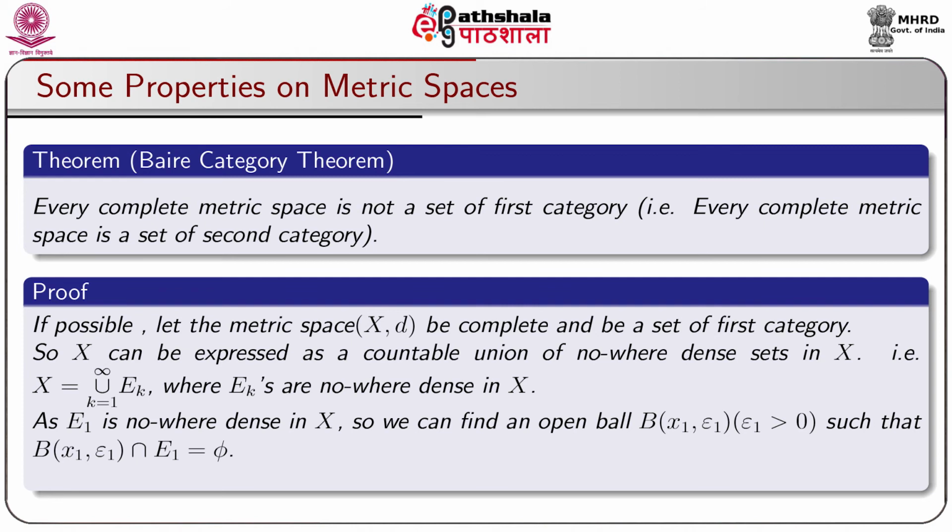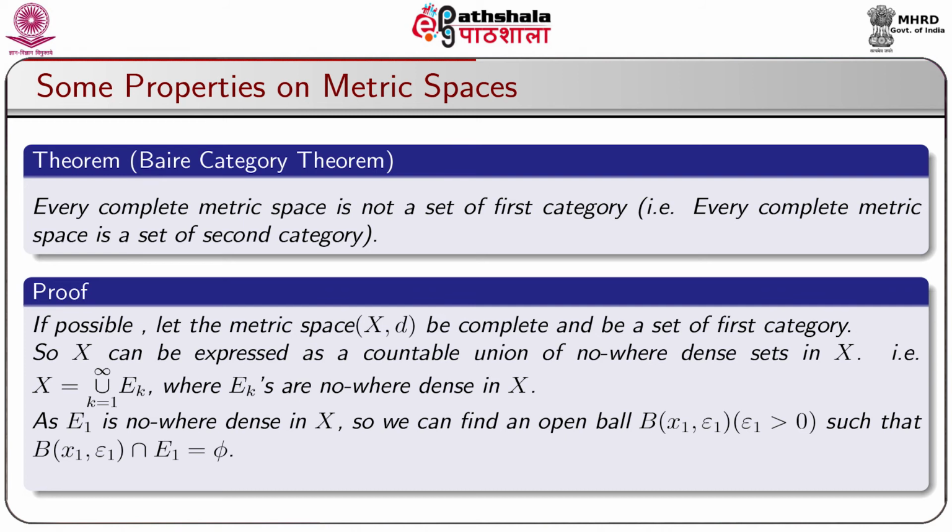Just now we have finished with some examples of a complete metric space and incomplete metric space. Now we will present a very remarkable result known as Baire's category theorem, which characterizes the completeness property of a metric space. Baire's category theorem is sometimes known as the category theorem. Now, I will talk on this important theorem.